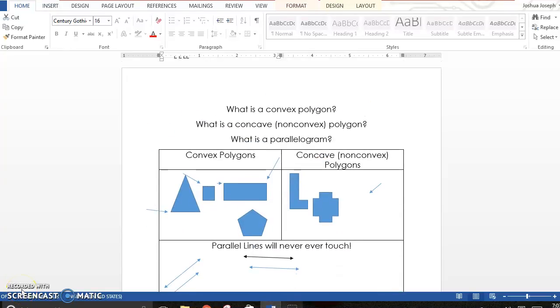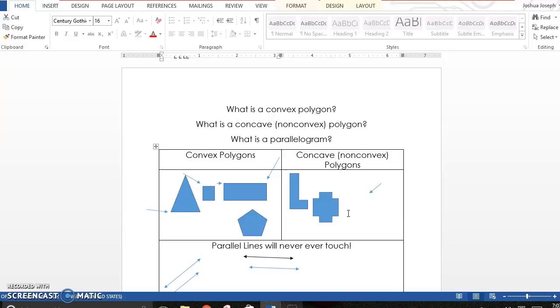Okay, in this video we're going to learn about what is a convex polygon, what is a concave or non-convex, not convex polygon, and what is a parallelogram. So if you look over here, I've drawn some examples of convex polygons. The triangle is a convex polygon, so is the square, so is the rectangle, so is the pentagon, and there are many others. Over here, you'll notice some examples of concave or non-convex polygons.